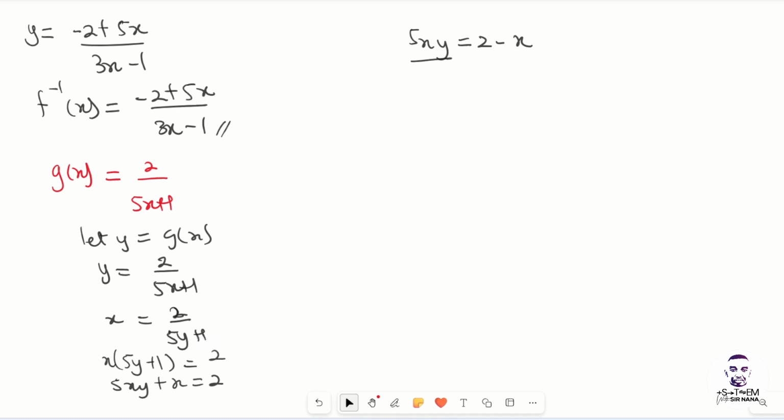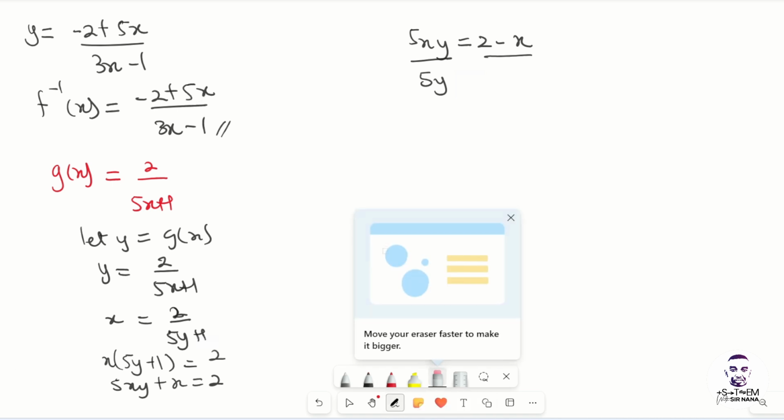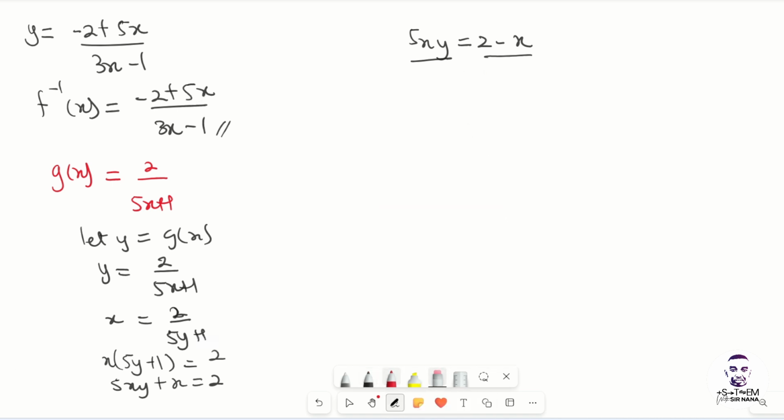Then we divide through by the coefficient of the y. So we have to divide through by the coefficient of the y. So in this case, it has to become 5x. So we have 5x here. We divide through this by 5x. So that implies that this 5 will divide this 5, x divide x. And then since you are making y the subject, y becomes equal to 2 minus x all over 5x.